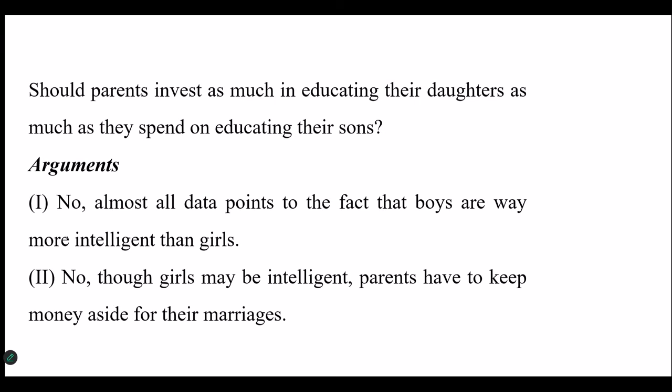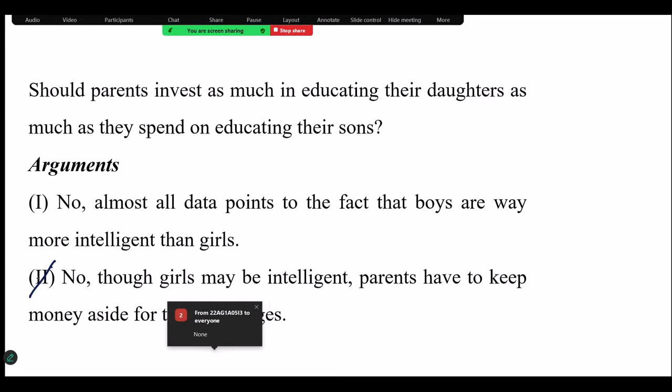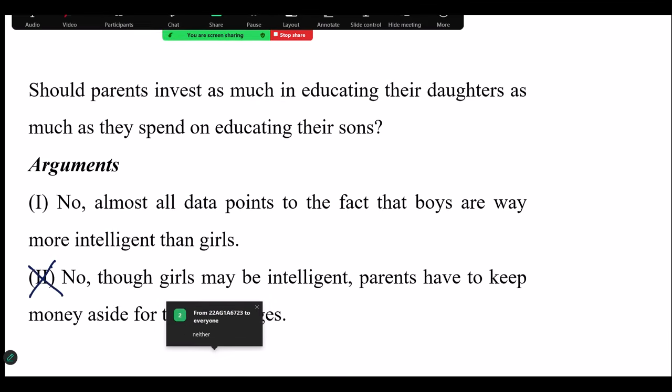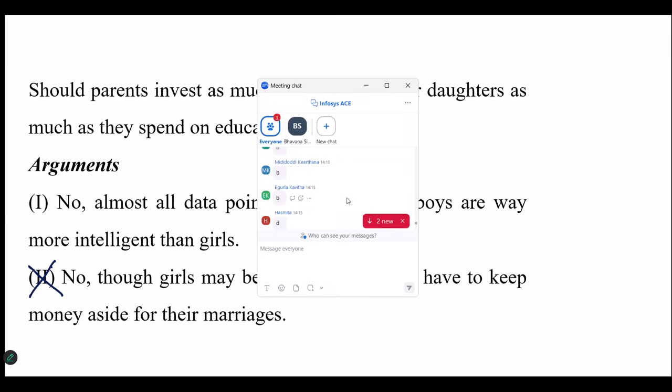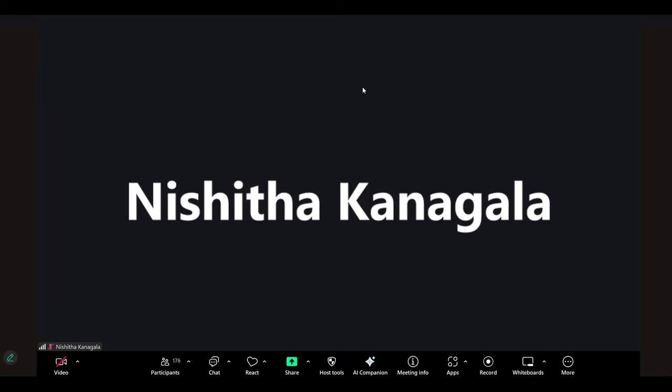Second argument, no. Parents have to keep money aside. Okay. Nowadays, it's not required. We can go for any of their respective things, church or temple or mosque. So we can do that. So no, it's not about marriage money required and all. That's not acceptable.